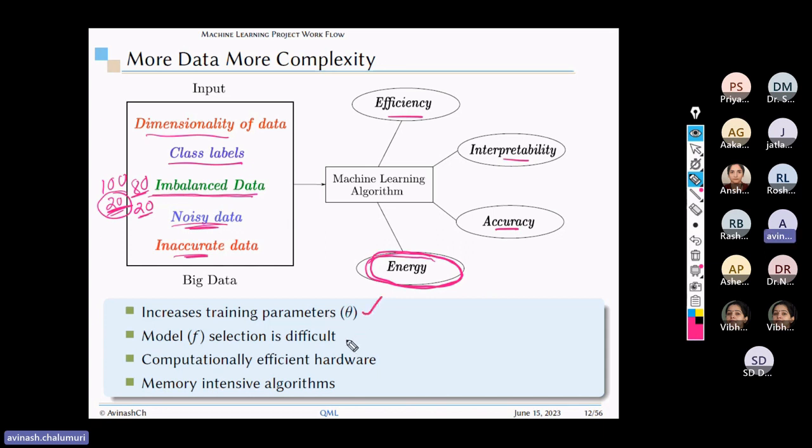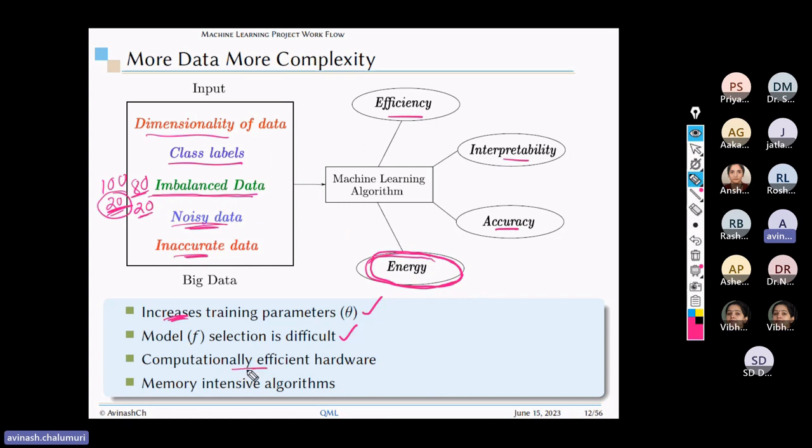With an increase in training parameters, model selection becomes difficult. There will be a huge, drastic change in the trainable parameters. If you see, transformer kind of models are taking billions of parameters. Of course, they are performing absolutely perfectly.